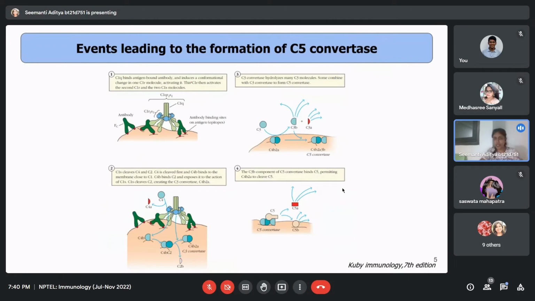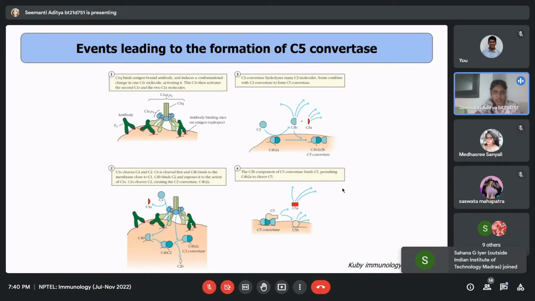So what are the other events that are leading to the formation of C5 convertase? Again in some details where some text format where it is written more clearly. So C1q binds to the antigen bound antibody. This is the C1q, this green colored shape like structure. This is the C1q subunit of your complement protein C1. They will bind to the antigen antibody complex.